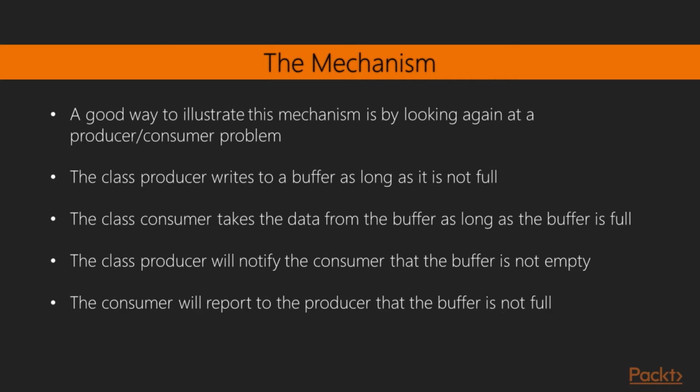The class producer writes to a buffer as long as it's not full, and the class consumer takes the data from the buffer, eliminating them from the latter, as long as the buffer is full. The class producer will notify the consumer that the buffer is not empty, while the consumer will report to the producer that the buffer is not full.